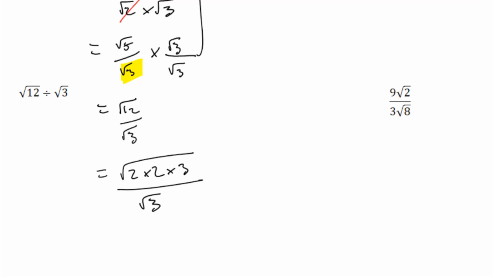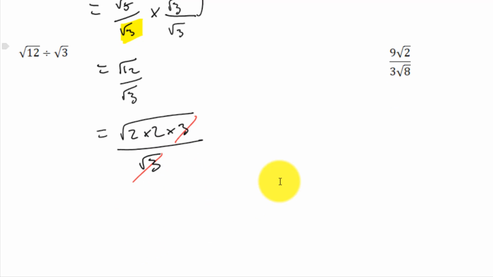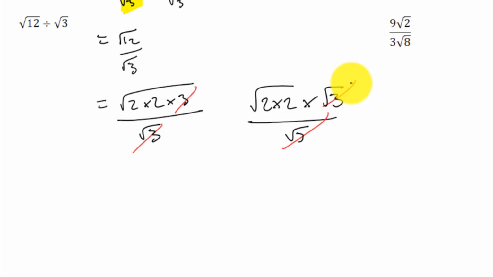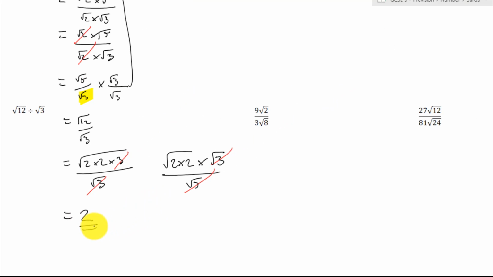So we can see that we're just going to be able to cancel out the two square roots of 3. If you can't quite see that, we've got square root of 2 times square root of 2 times the square root of 3 all over the square root of 3. And then we can just cancel these two things out. That leaves us with the square root of 2 times the square root of 2, which is the square root of 4, which is therefore just 2 as our final answer here.